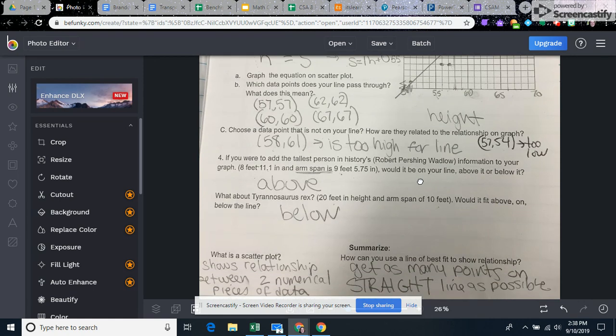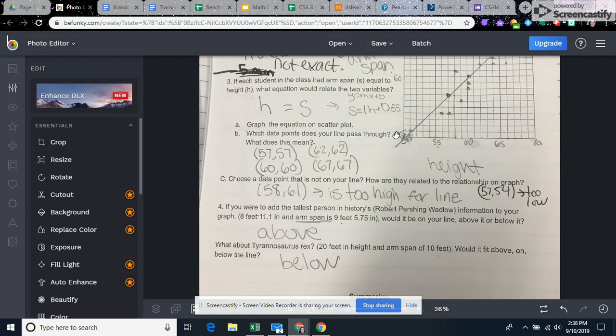And then Tyrannosaurus rex, if he stands 20 feet high with an arm span of 10 feet, would it fit on, above, or below? Well, 20 feet high, but then 10 feet in the arm span, it's going to fit below because the arm span is smaller than the height.